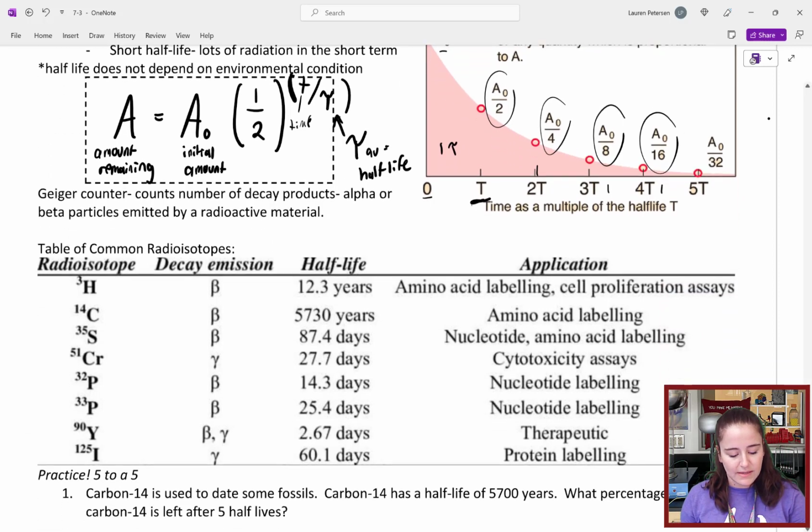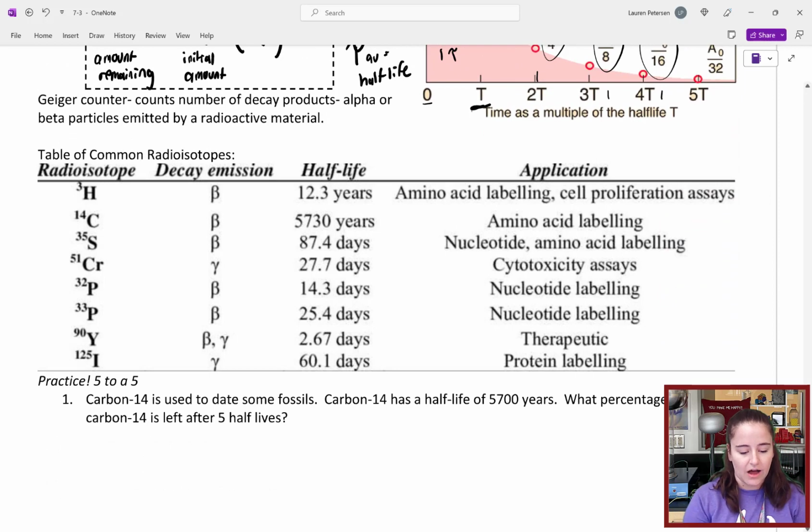Now, some common radioisotopes that we use are heavy hydrogen, aka deuterium. We use that for amino acid labeling and when we're analyzing cells and stuff.